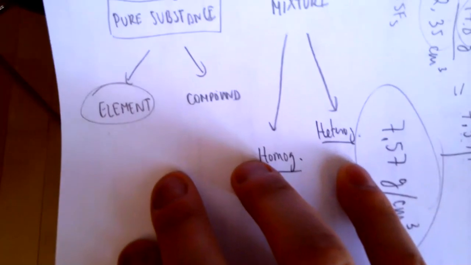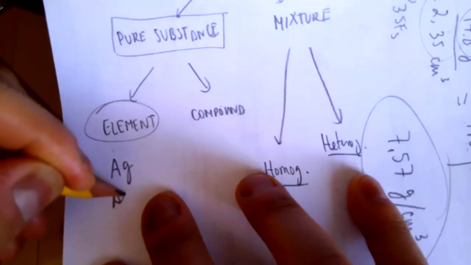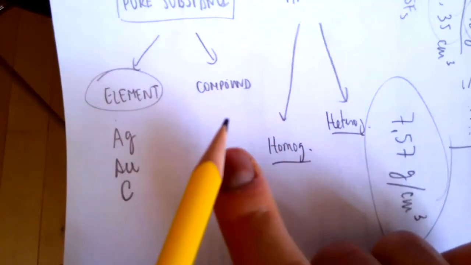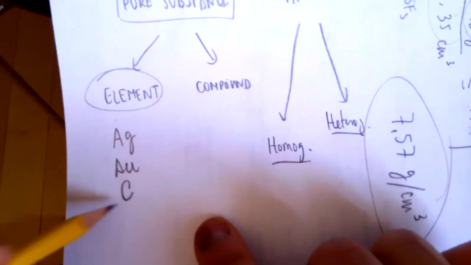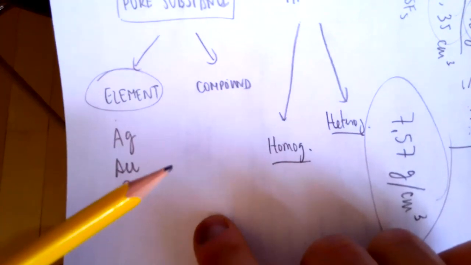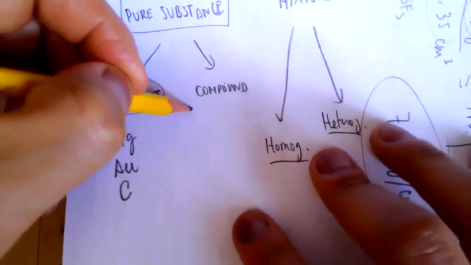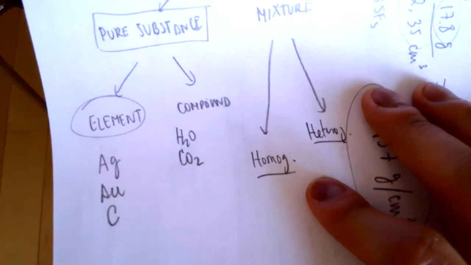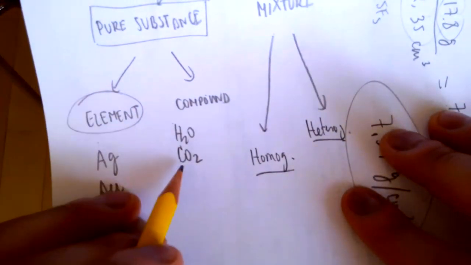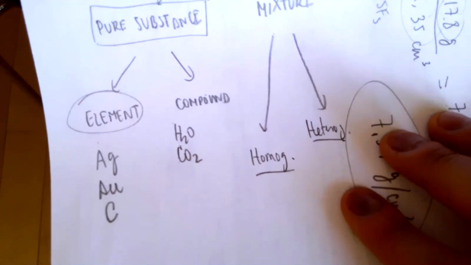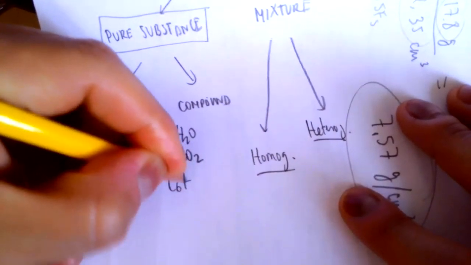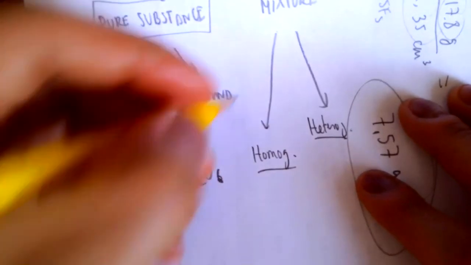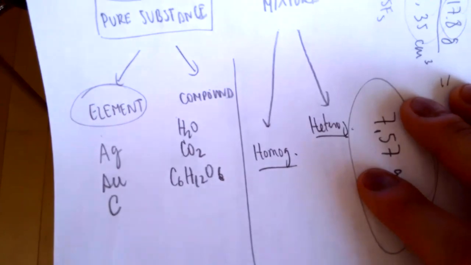Examples of elements: pure silver, pure gold, pure carbon. The graphite that I'm using for writing in my pencil is pure carbon. Diamond is also pure carbon. In the case of compounds, I have water. What else? Carbon dioxide, CO2, which is what we exhale after respiration. What else? Glucose, C6H12O6. That's also another compound, right?